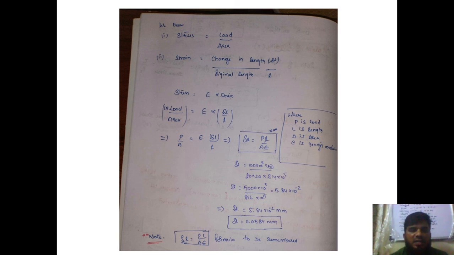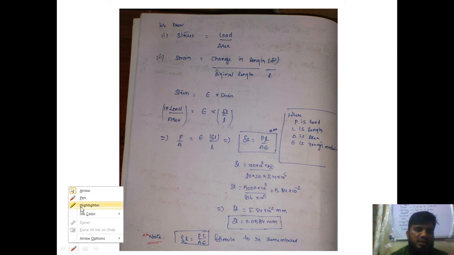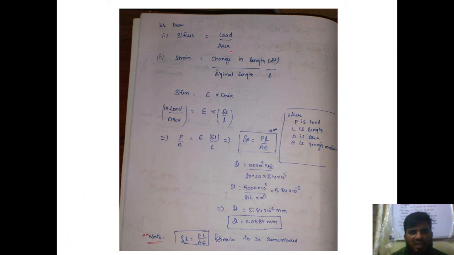First of all, let us see what are the things we know. Whenever I apply a load, we are going to obtain the strain. Since I am applying a compressive load, obviously I am going to obtain the stress. So what is stress? Stress is nothing but load upon area. Keep that aside. Next, strain. Strain is nothing but change in length by original length. This change, delta L by L, is what they are expecting from us.